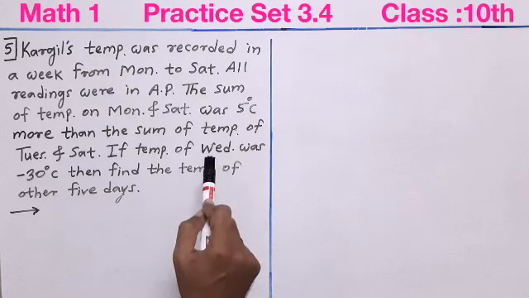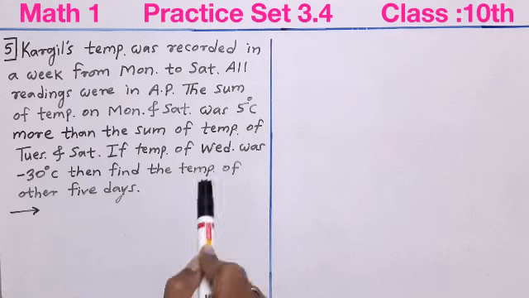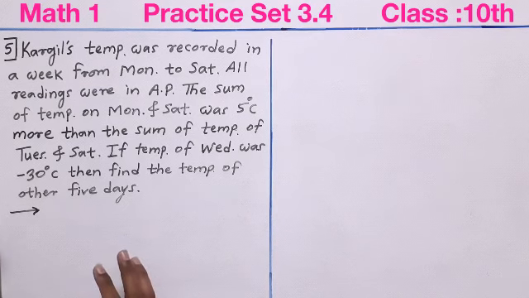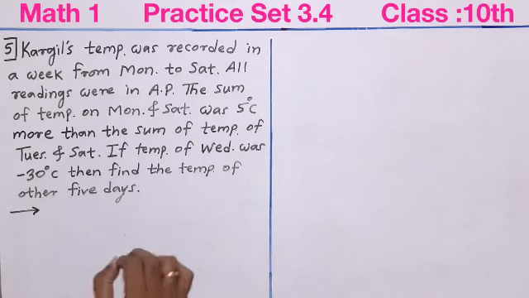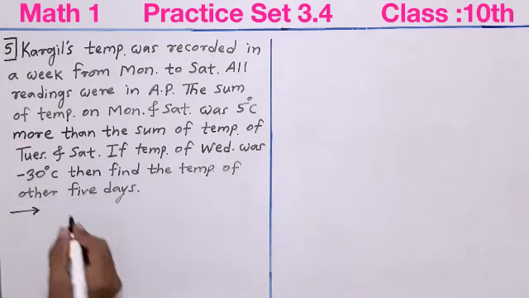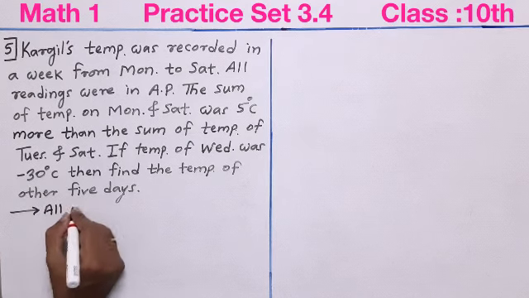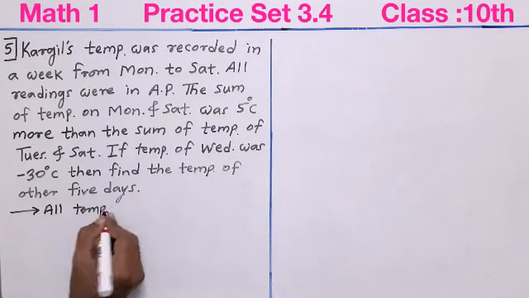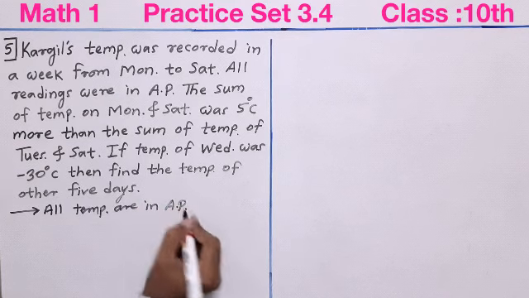Excluding Wednesday, we have to find out the temperature on the other 5 days. So dear students, first of all we are going to consider the temperatures in all the 6 days in terms of A and D, if they are in AP. Let us write first: all readings, means all temperatures, are in arithmetic progression.